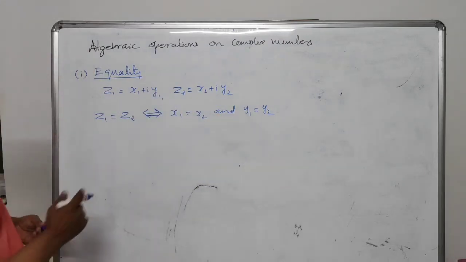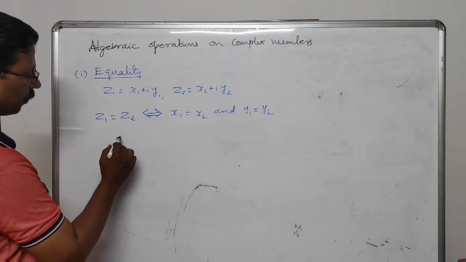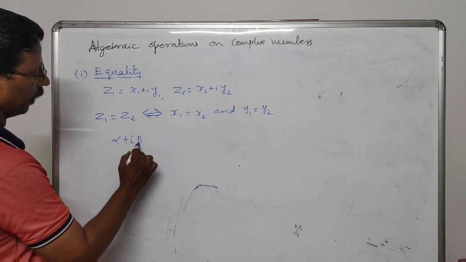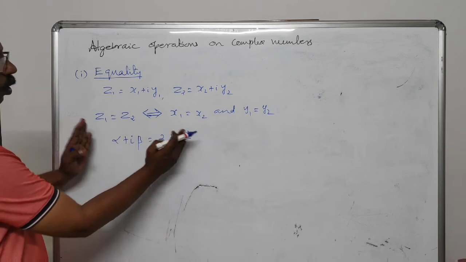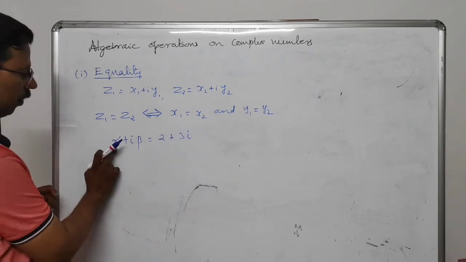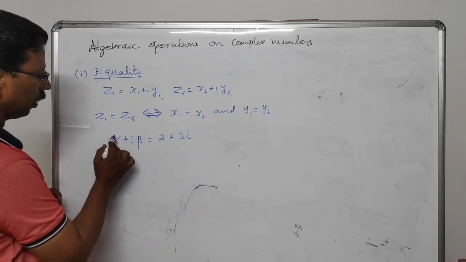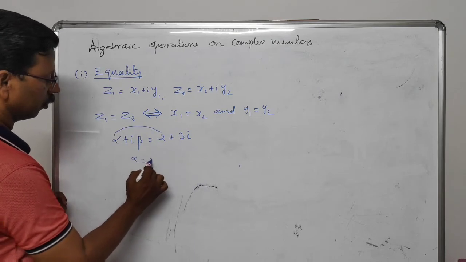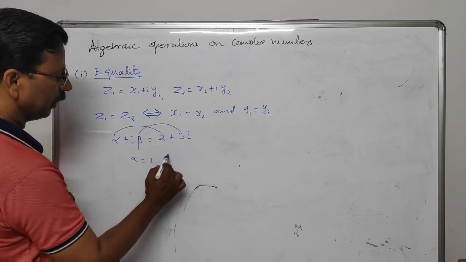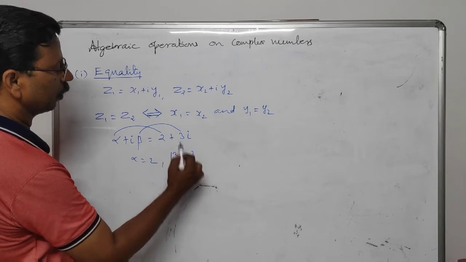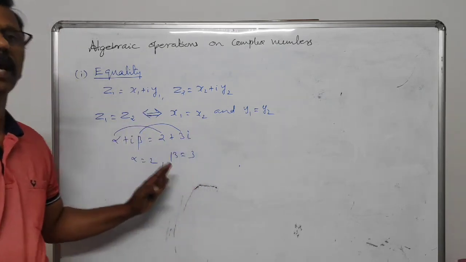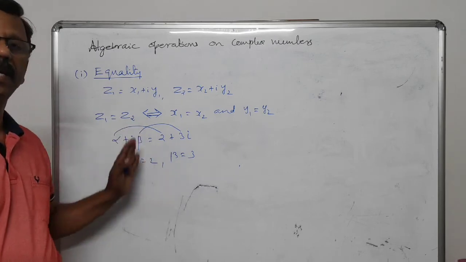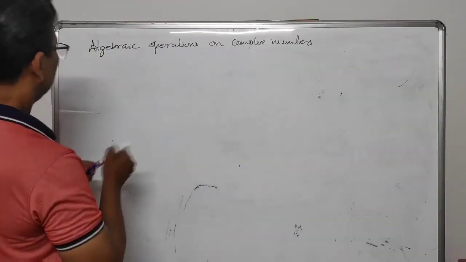For example, suppose alpha plus i beta is equal to 2 plus 3i. Since these two are equal, alpha will be equal to 2 and beta is equal to 3. Likewise, when you want to equate two complex numbers, we have to equate only their corresponding real parts and imaginary parts.